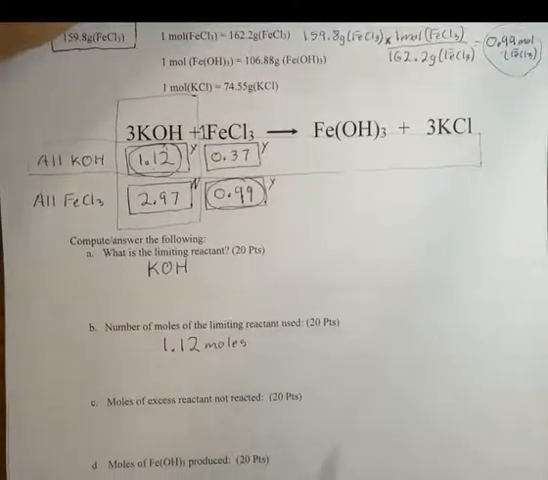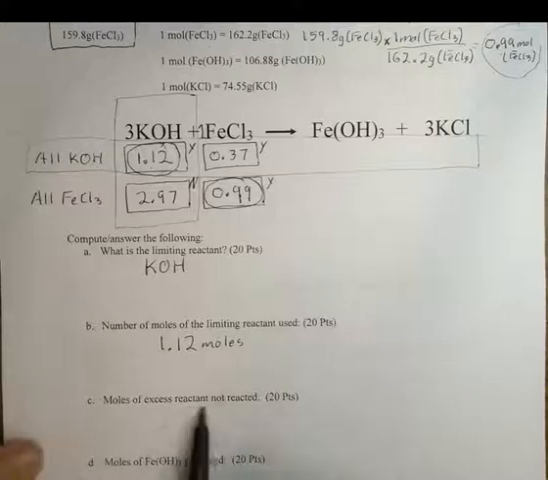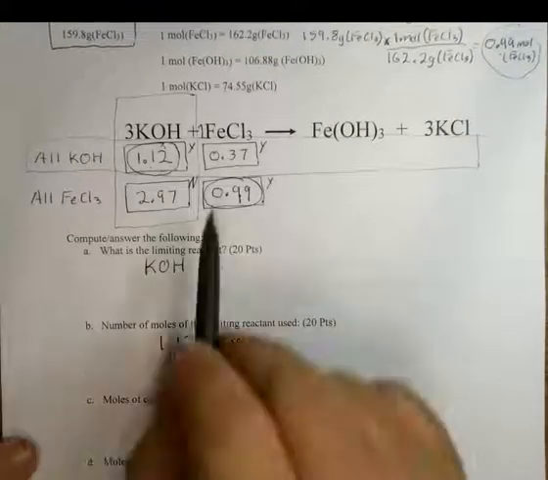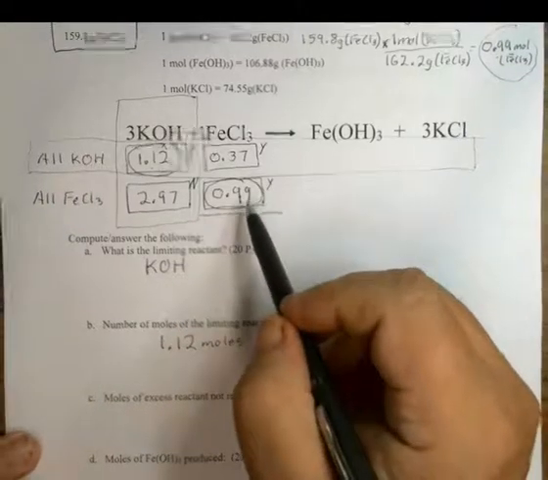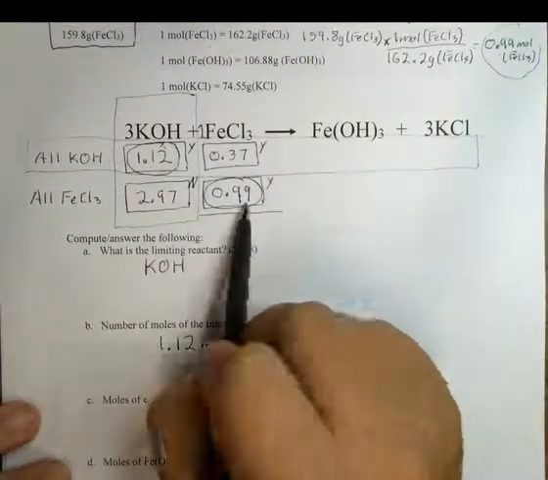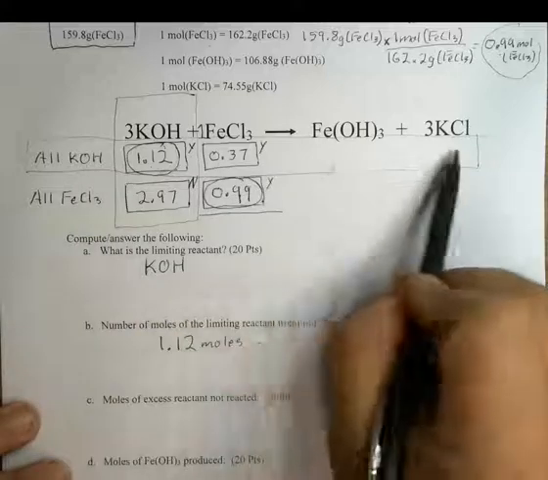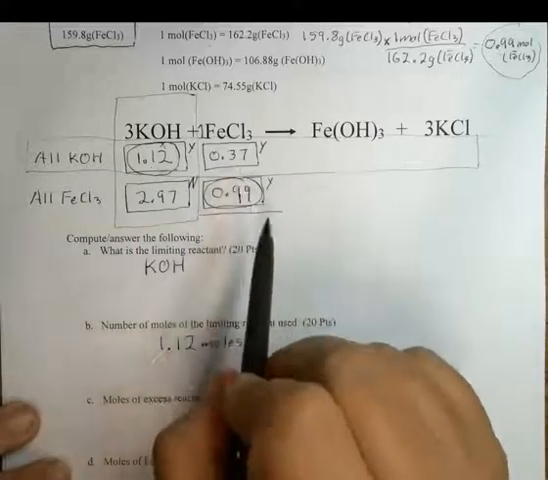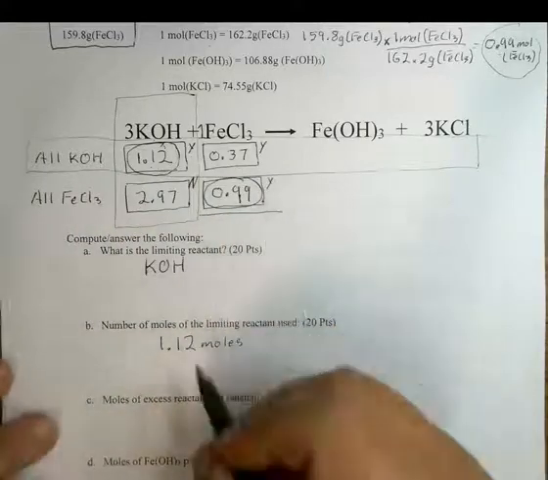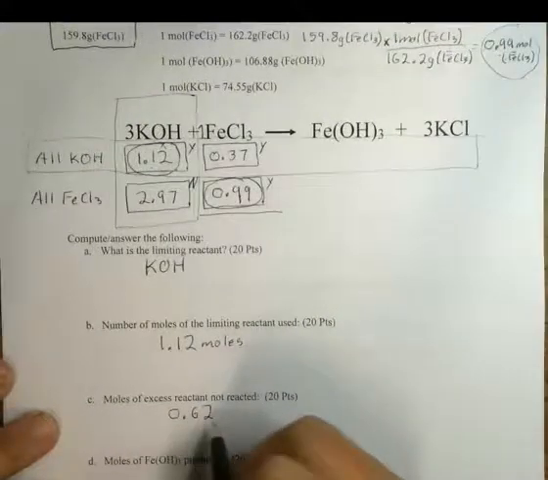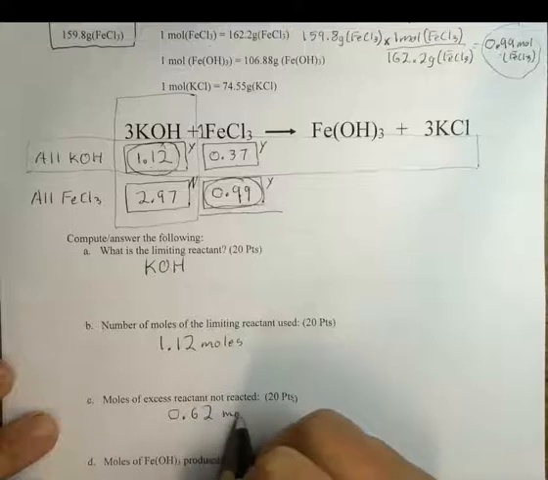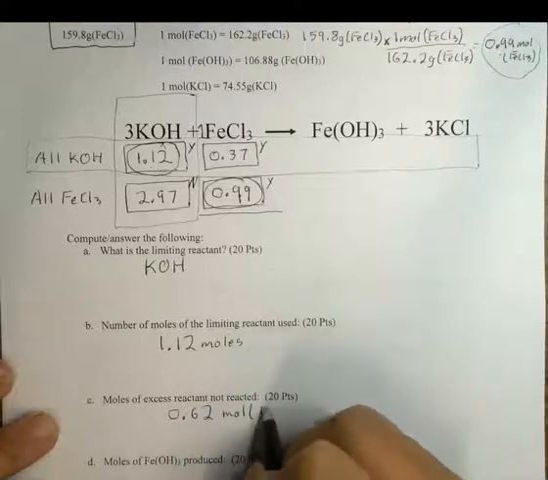Next, it asks for moles of excess reactant. Now, how much of the excess do we have left over? So we just do a subtraction. We've done this before. We were given this much, but to run this reaction up here, we only needed 0.37. So if you do that subtraction, you end up with 0.62 moles of iron chloride.